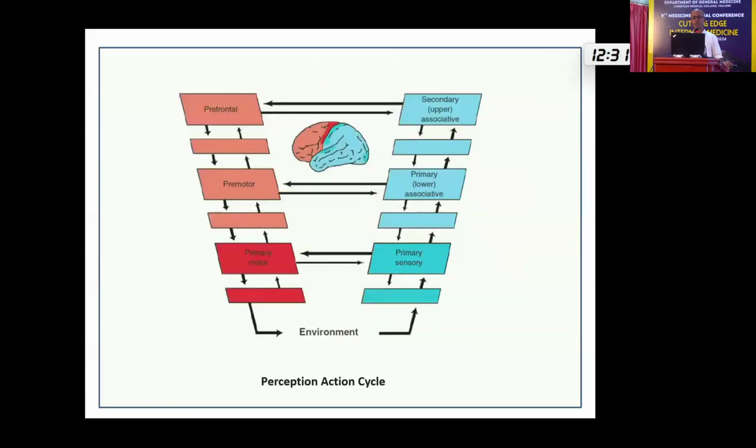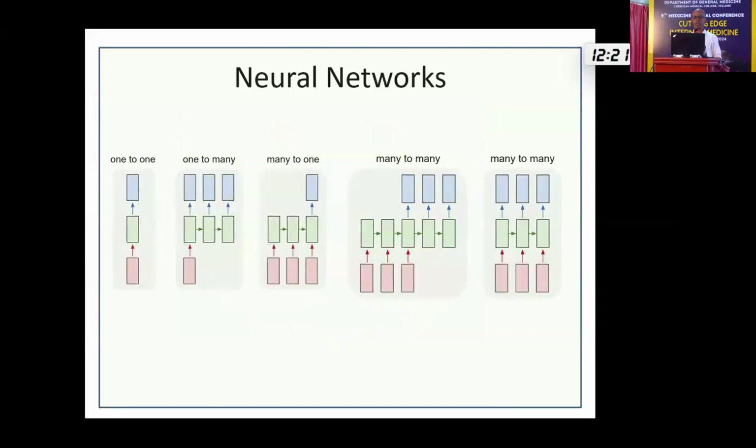You can complicate it even at various levels. You can see that there is always this kind of perception-action interaction that goes on. So the entire brain can be seen as a perception-action cycle. Coming to the next level, brains are made up of neurons. Neurons are connected to one another and they are called networks. There are various kinds of connections: one-to-one connections, one-to-many connections, and many-to-many connections.